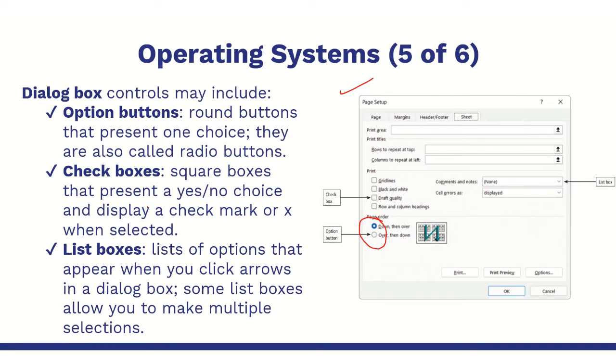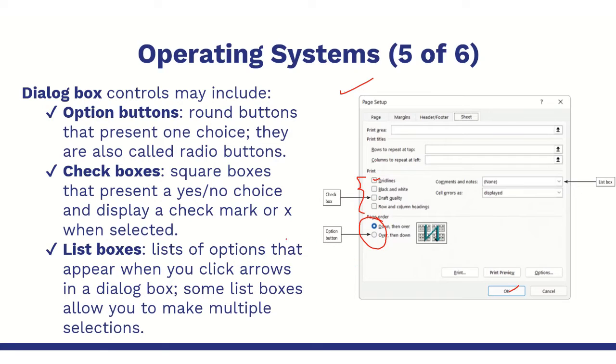You can have square boxes. These are the check boxes. You can click multiple of them, so they correspond to a yes or no choice on the screen. So if you click on grid lines and then click OK, then you are setting up your page with grid lines.